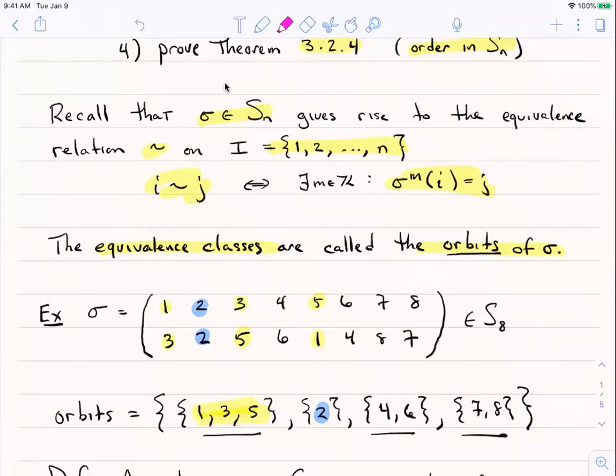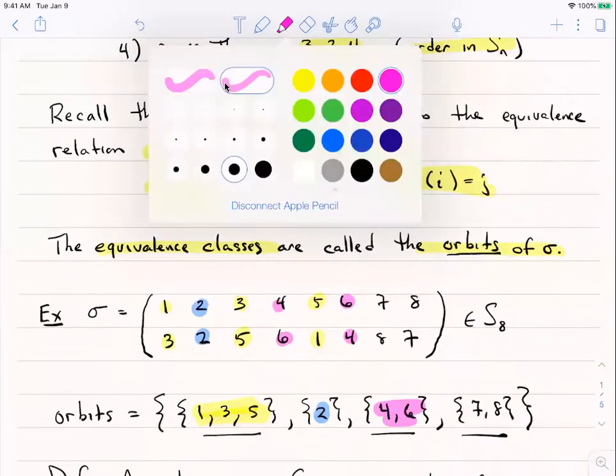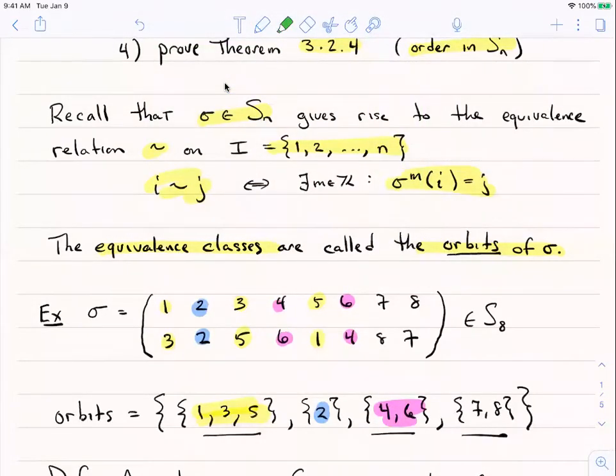So I just keep doing this. I pick an element that I haven't colored yet. There's 4. Sigma of 4 is 6, 6 goes to 4, so 4 and 6 make an orbit. I can choose an element that's not in any orbit yet: 7. 7 goes to 8, which goes to 7. So there's the last orbit. This sigma has 4 distinct orbits, and they have in them respectively 3 elements, 1 element, 2 elements, and 2 elements. So that's what I mean by the orbits. They're the equivalence classes under that equivalence relation.